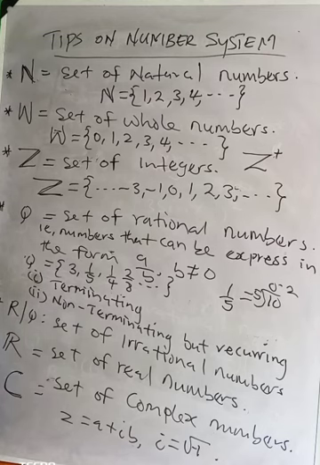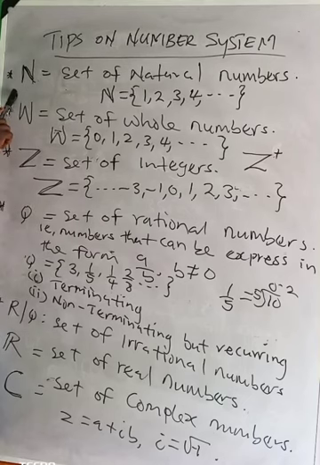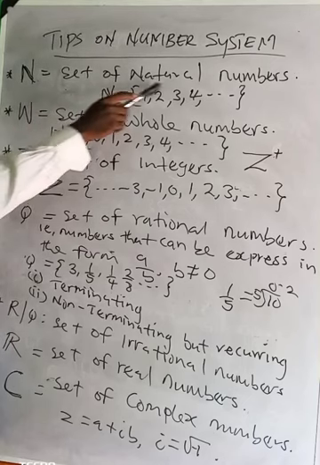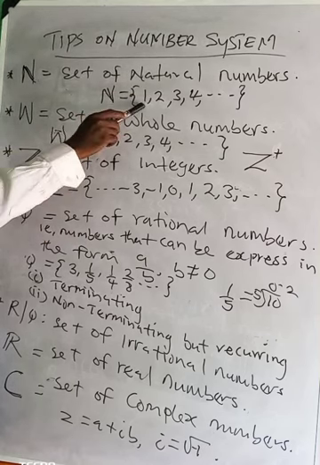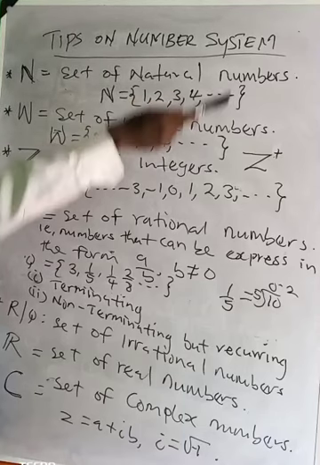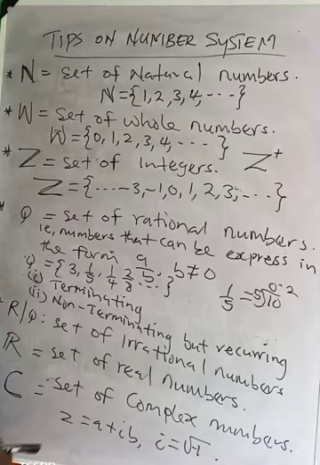Alright, today we are looking at tips on number system. First on the list, we have N, a special N. Talk about the set of natural numbers. Of course, that's a set ranging from 1, 2, 3, 4, 5, 6 to infinity.